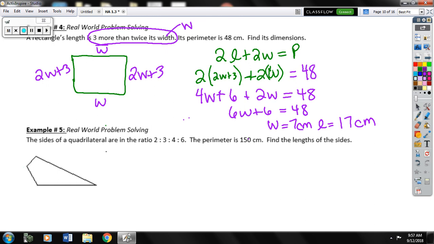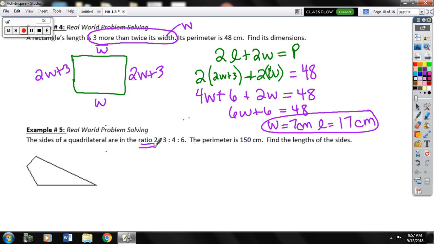All right, the next one kind of looks familiar for those of you that took geometry last year. We have a quadrilateral, and it tells us that the side lengths are in a ratio, which is a comparison of two things by a fraction, of 2 to 3 to 4 to 6. The perimeter is 150. So when it says the ratio is in this format, it could be 20, 30, 40, and 60. Or if we multiplied each of these by 5, we could get 10, 15, 20, and 30.